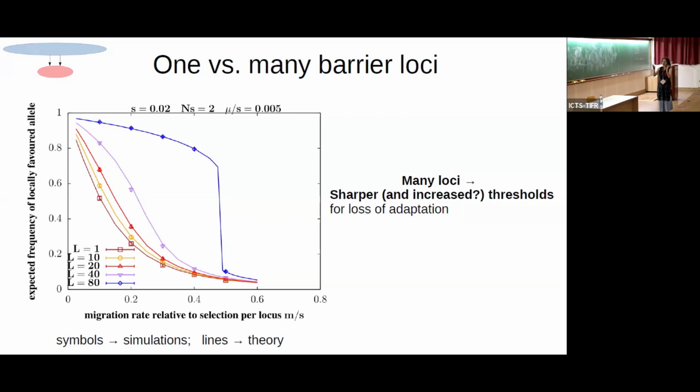Okay, so I'll just go through quickly a few of the results of this sort of model. What I'm plotting here for the mainland-island model is the expected frequency of the locally favored allele as a function of migration rate, where I'm scaling migration rate by selection. This is for a population where drift is important, so NS is 2. The different colors represent situations where you have 1 versus 10 versus 20 selected loci. The symbols are simulations, and the lines are the theoretical predictions.